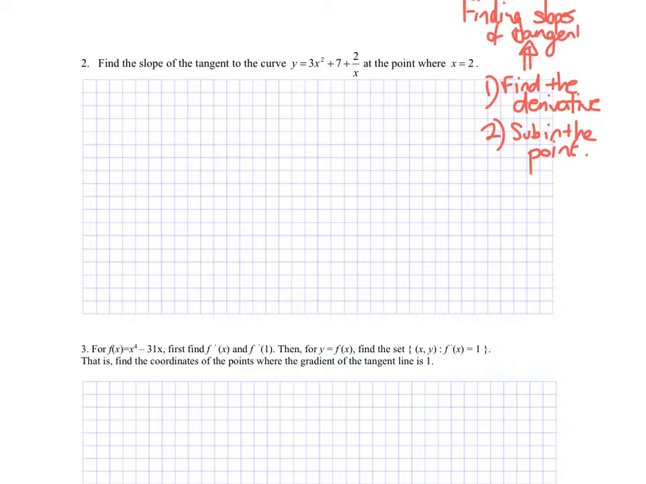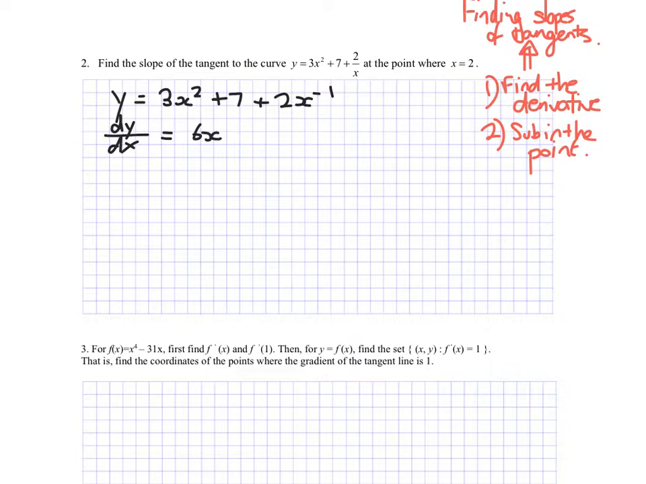So let's find the derivative of this function. But first, we are going to make sure that we have everything. We don't want any surds or any fractions, so let's get rid of them. y equals 3x squared plus 7 plus 2x to the negative 1. Now I've got it in that format, I can differentiate. dy/dx equals, multiply down, subtract 1, 6x to the 1, because 2 take 1 is 1.